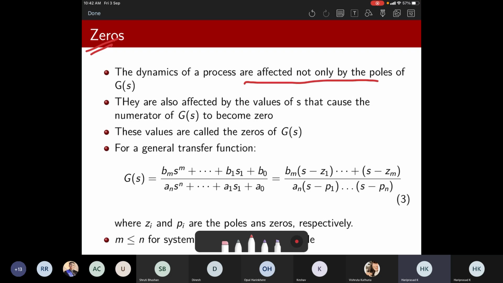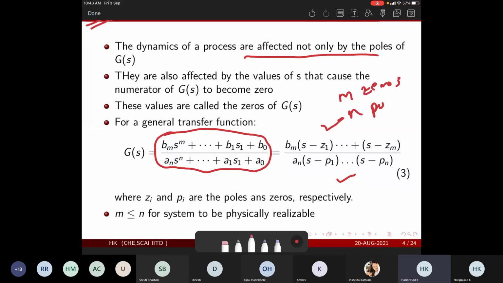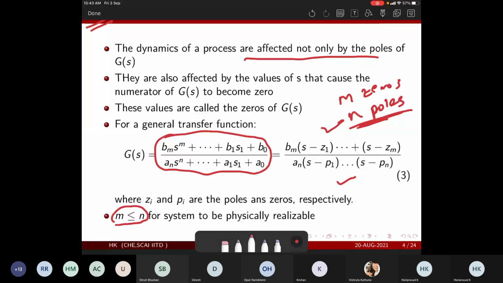So the overall dynamics is not only affected by the poles, it could also be affected by the zeros, which are the numerator roots. Any transfer function, because it is in polynomial form, you should be able to write as a function of poles and zeros. In this particular example, you see that there are m zeros and n poles. And always n should be greater than m, and only then will we be able to say that the system is realizable. We'll talk about that again. In a physically realizable transfer function, when you model any physical system, the number of poles would be greater than or equal to the number of zeros. Any questions at the moment?